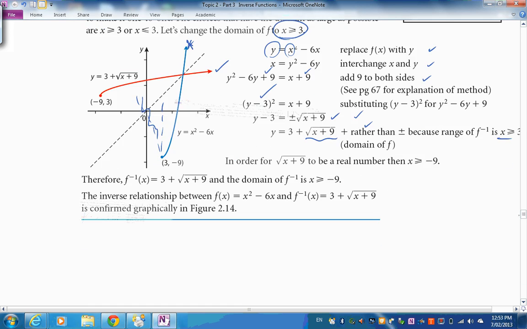All right, so the inverse is that, and the domain of the inverse is the range of the original function. What's the range of the original function? Here we have it here. There's the original function. The range is y is greater than or equal to -9. And so the domain is x is greater than or equal to -9. All right, so it's confirmed graphically because when you plot it accurately, the graph of one is a reflection in the line y equals x of the other.